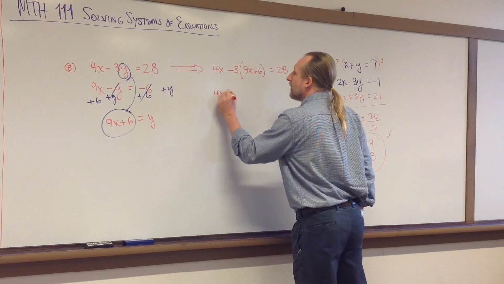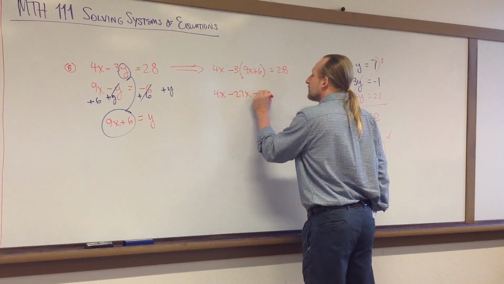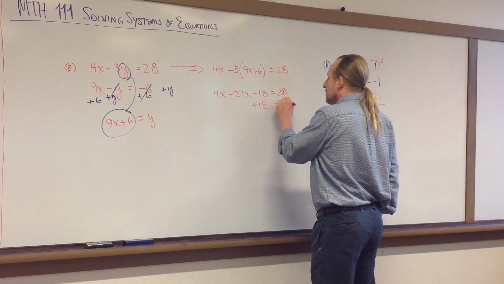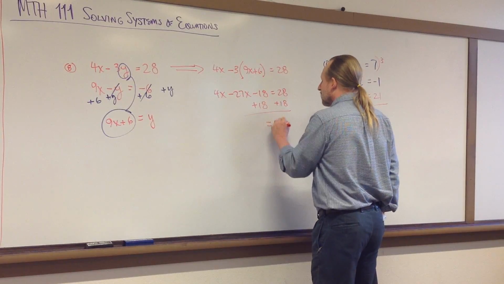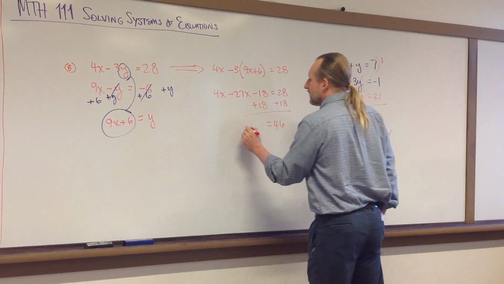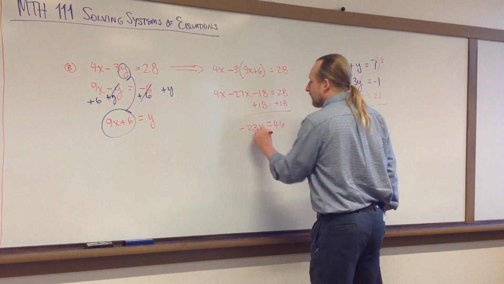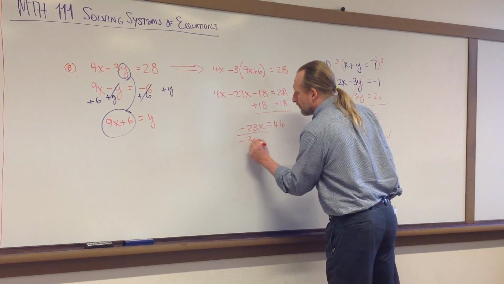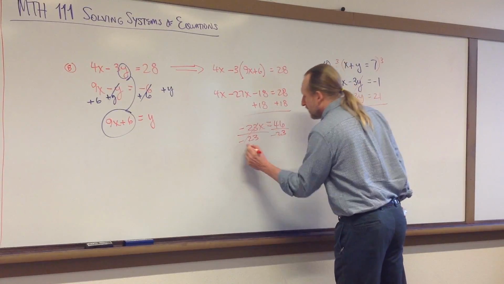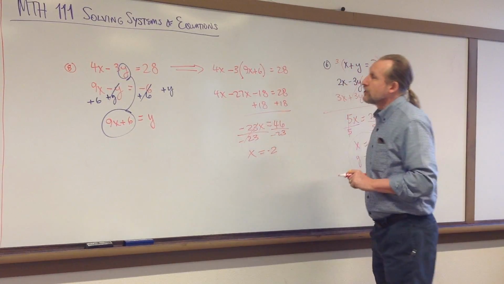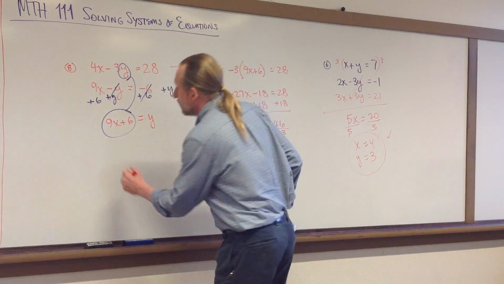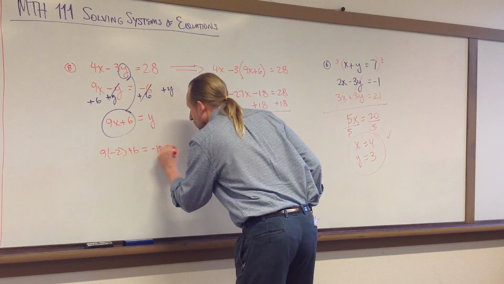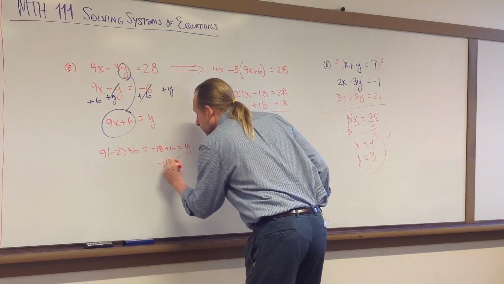All right, so we've got the y by itself and then made a substitution back into the other equation. So let's see here, 4x minus 27x minus 18 is 28. So let's add the 18 over here. So that'll be 46. 4 minus 27 is going to give us a negative 23x. Divide on both sides by minus 23. x should be negative 2. Let's see, if x is negative 2, 9 times negative 2 plus 6. So y should be negative 12.